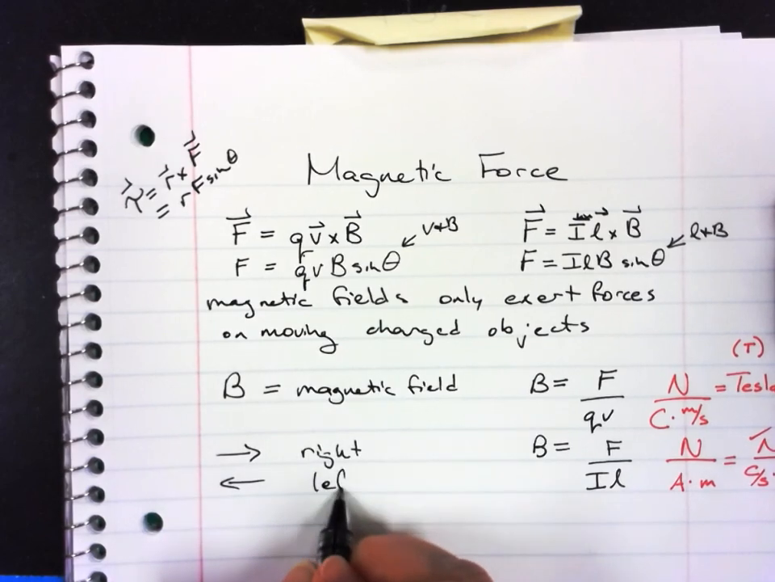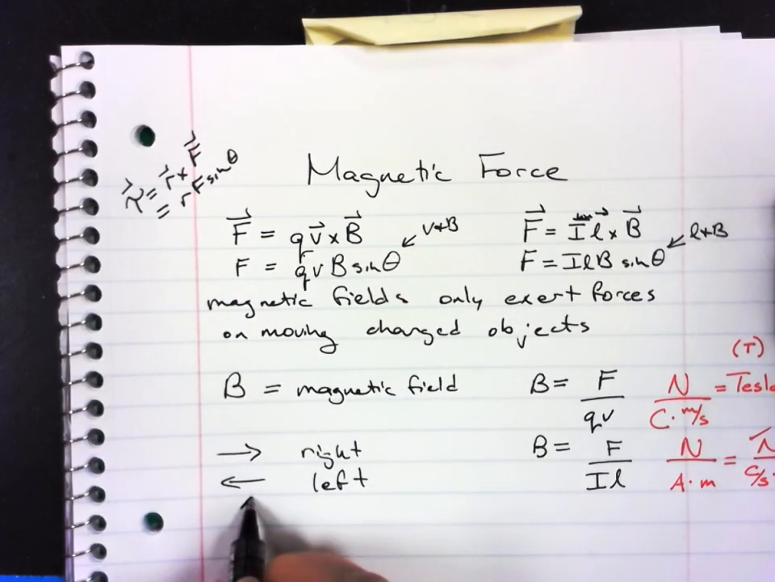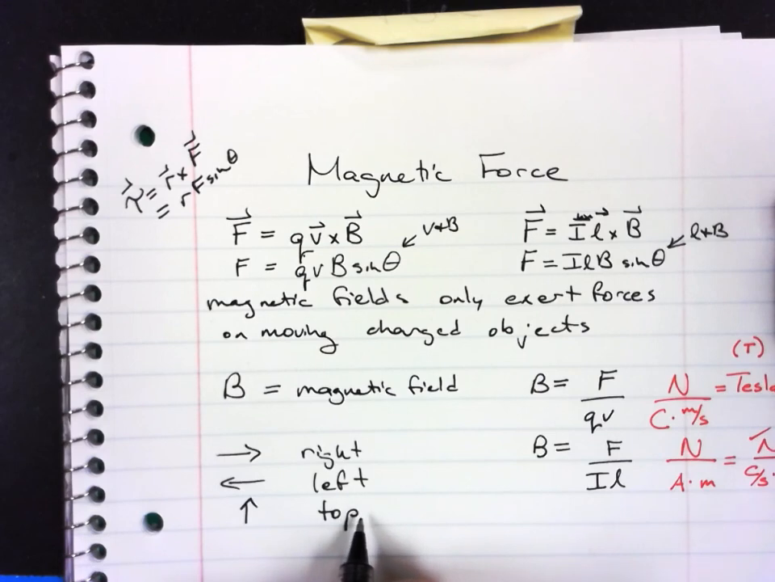This arrow means to the left. This arrow means towards the top of the page. This arrow is towards the bottom of the page, and I'm using those really carefully. I'm never going to use the words up and down, because here's the problem. I need a third direction.